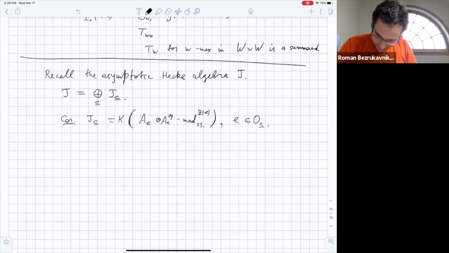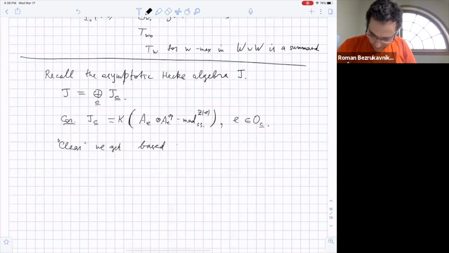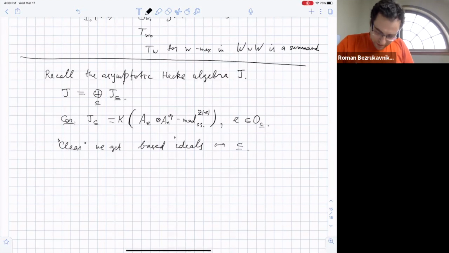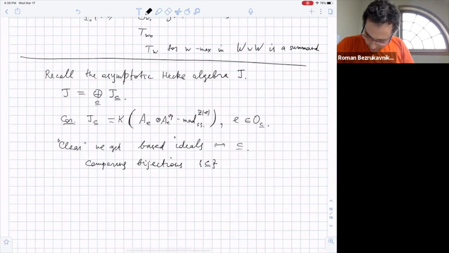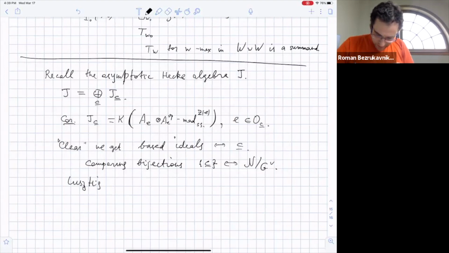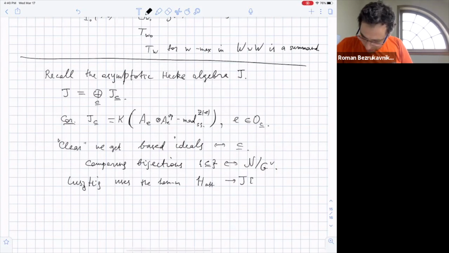Well, I should say that we get based ideals, and so cells. But yes, comparing bijections between the set of C and check. So Lusztig's definition proceeds along the following lines. He uses the homomorphism from H affine to J of, well, Q or V inverse.